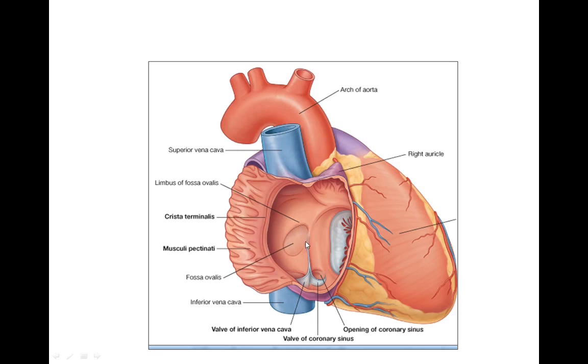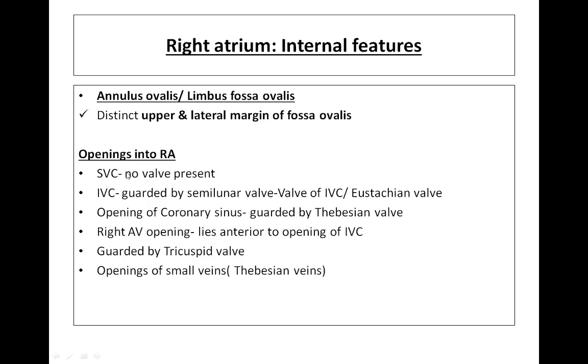Just above the fossa ovalis there is a margin, and this margin is called the limbus fossa ovalis. Okay. Then the openings into the right atrium: already I have said, the superior vena cava has no valve, and the inferior vena cava is guarded by a semilunar valve, which is known as the eustachian valve. Then the opening of the coronary sinus is guarded by a valve, which is known as the Thebesian valve. Then the right atrioventricular opening lies anterior to the opening of the inferior vena cava. It is guarded by the tricuspid valve, that is the connection between atrium and ventricle.